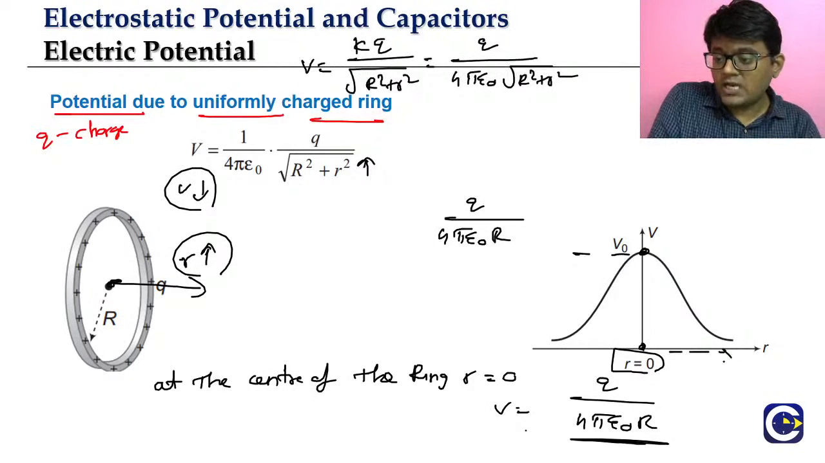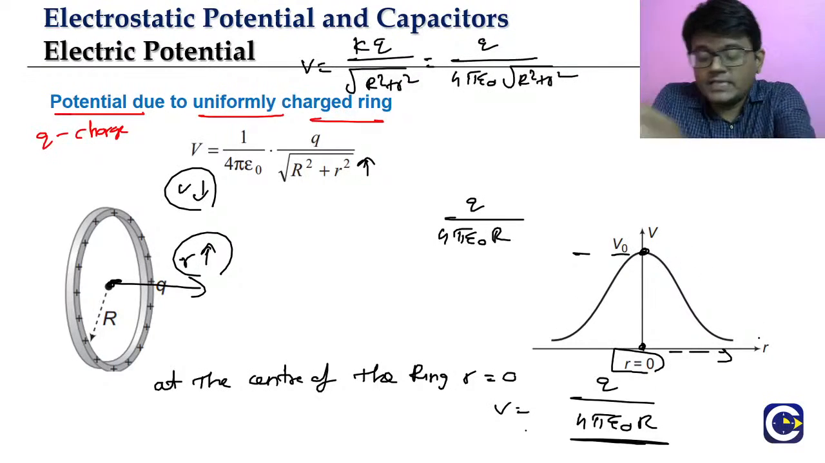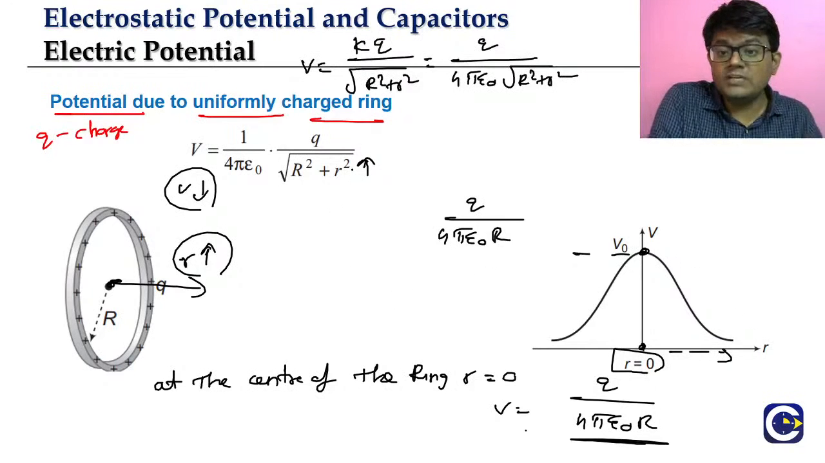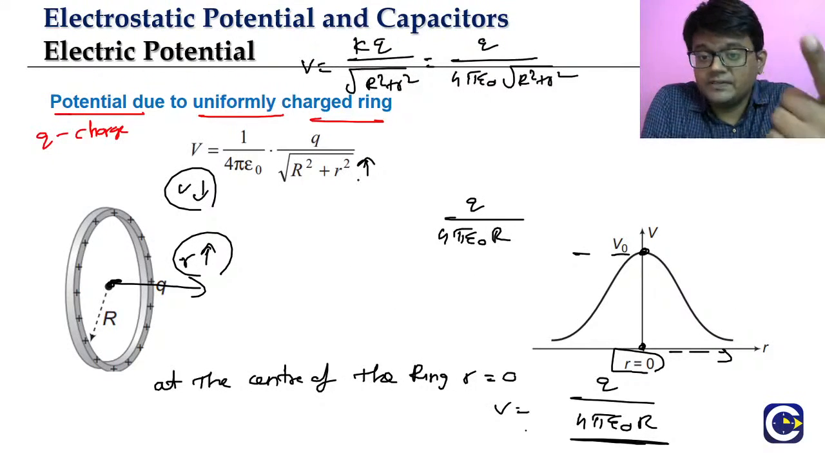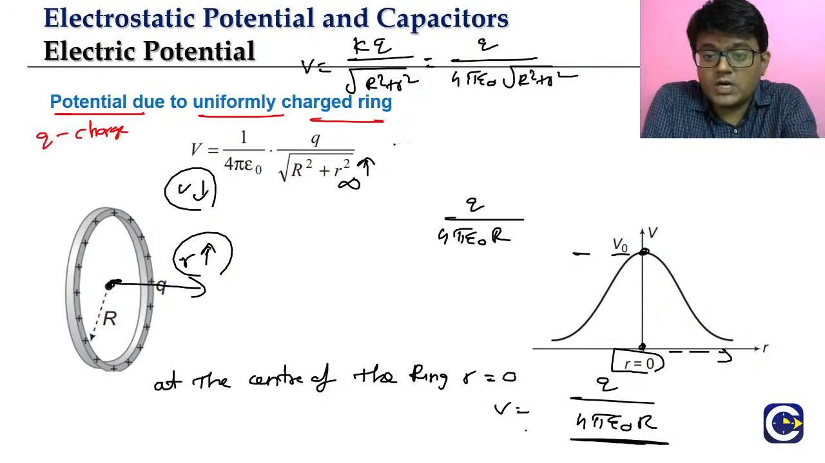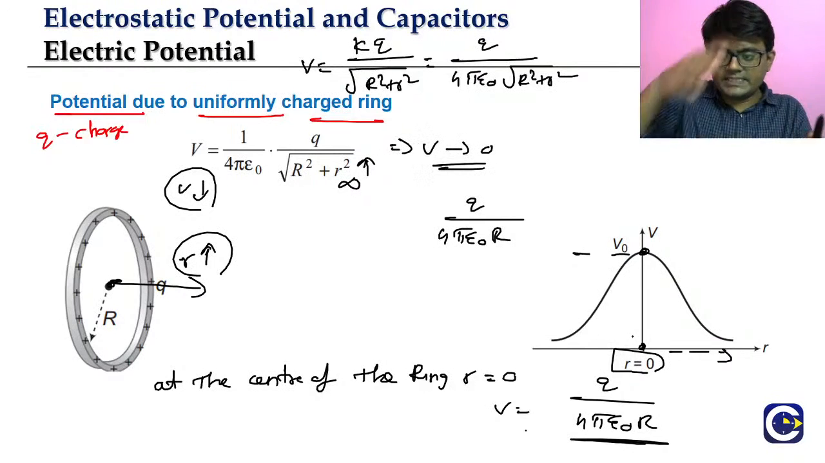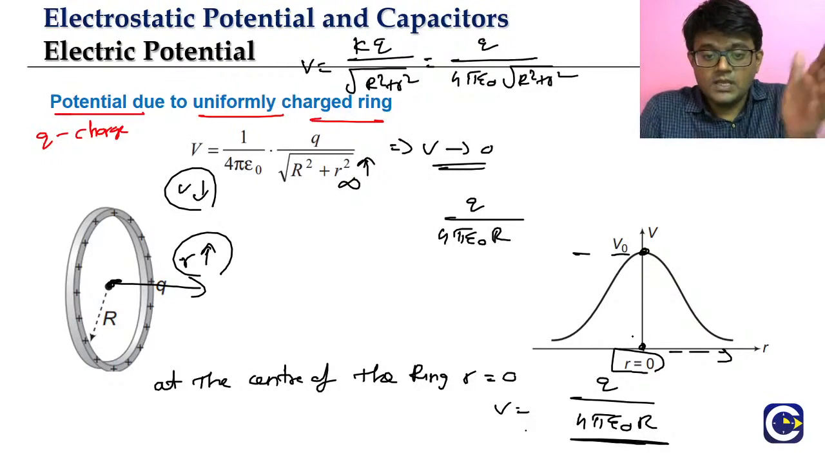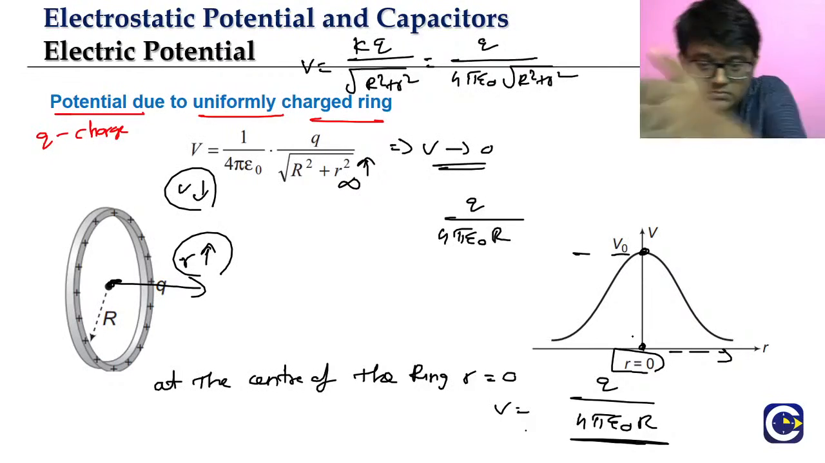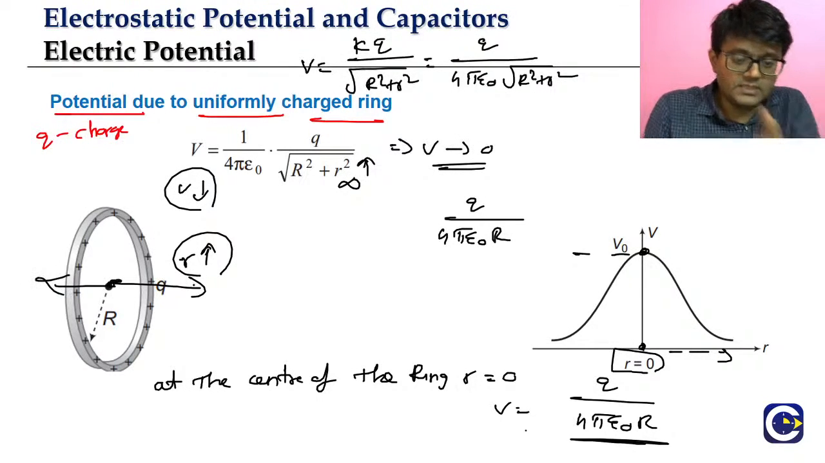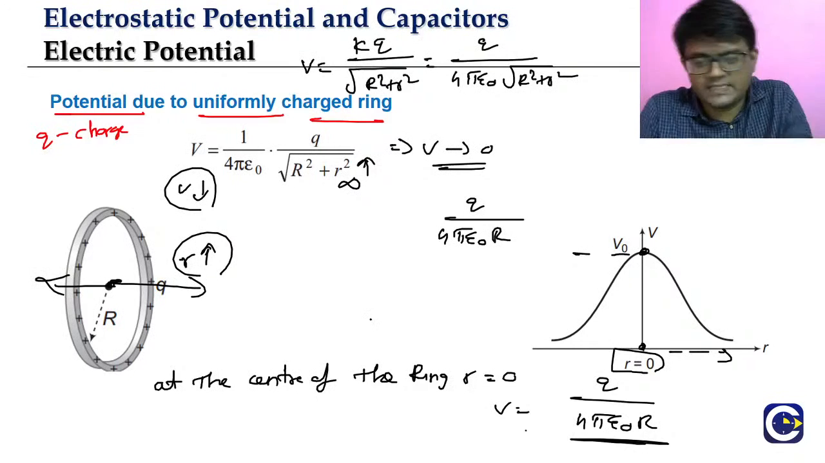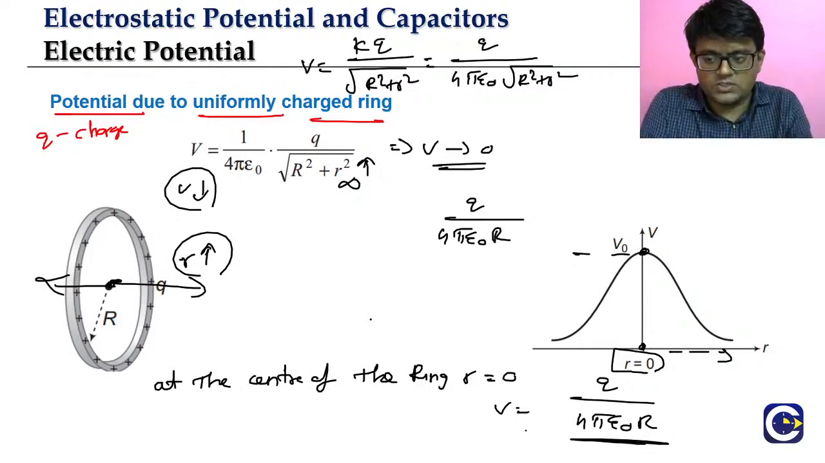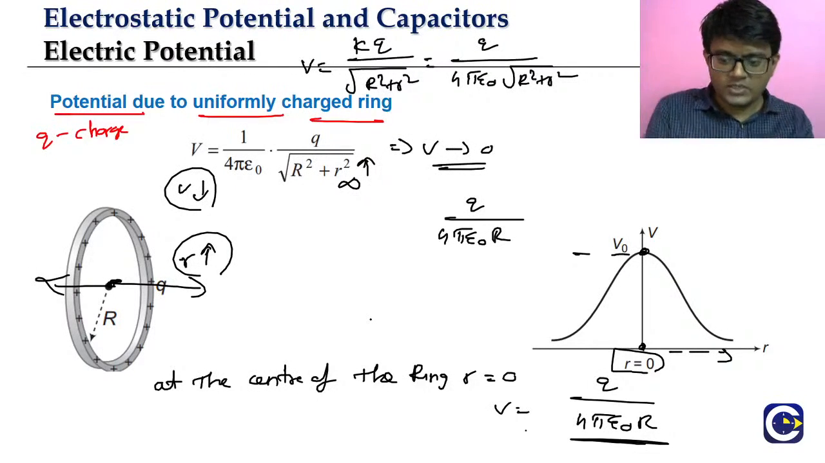After that, if you increase the smaller r value, the potential keeps decreasing. So when smaller r goes to infinity, the denominator is infinity, which means the potential approaches 0. It goes on decreasing exponentially, and as smaller r goes to infinity, the potential will become 0. If you move to the other side of the center of the ring, the result will be the same and symmetrical. Whatever graph you have on this side, the other side also will have the same graph.